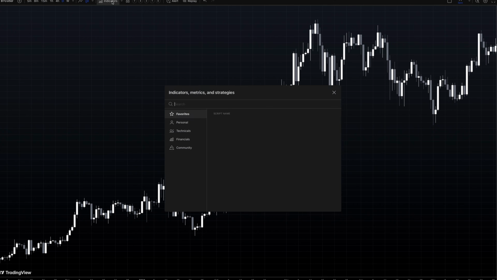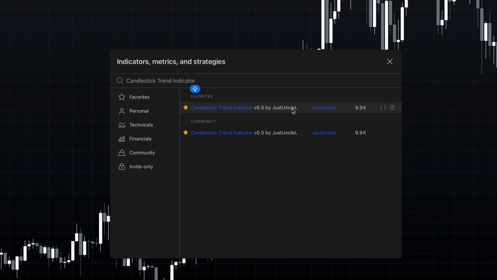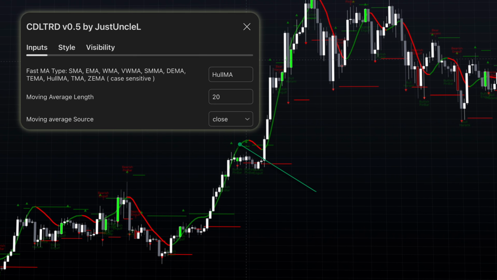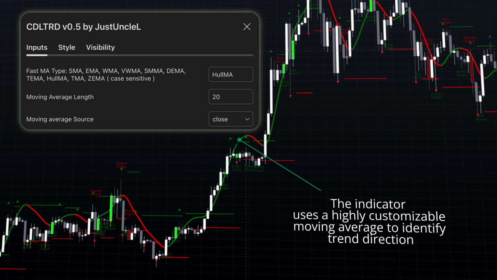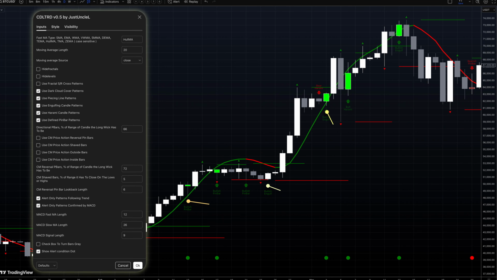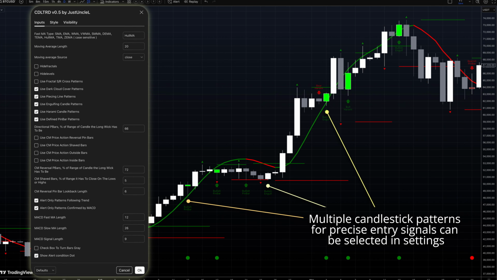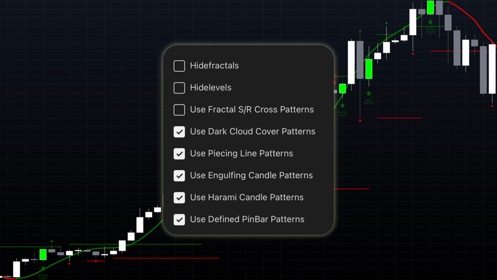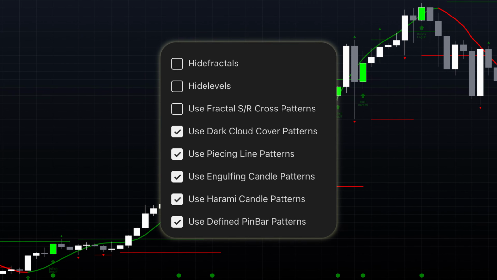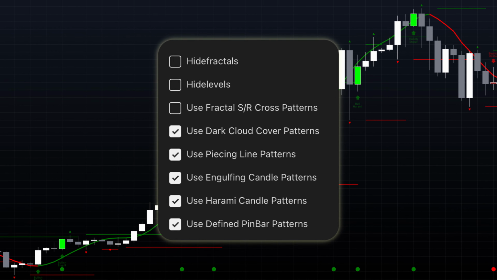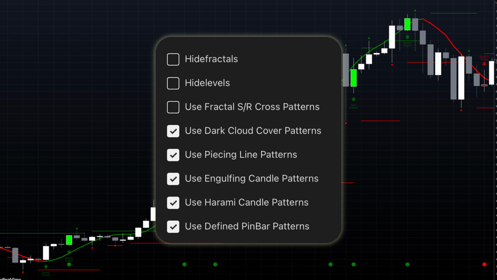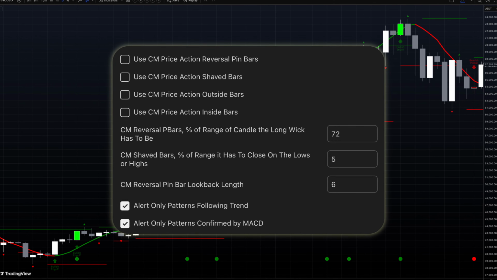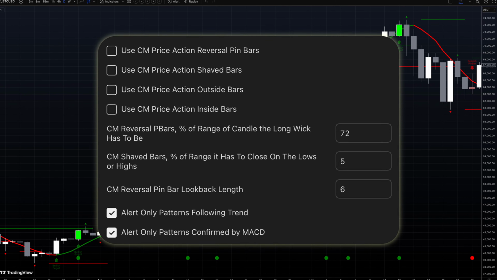The Candlestick Trend Indicator by Just Uncle L combines multiple technical analysis methods into a comprehensive trend-following system. At its foundation, the indicator identifies trend direction using a customizable moving average. The indicator's core functionality revolves around recognizing and highlighting specific candlestick patterns that support the current trend. These include bullish and bearish pin bars, dark cloud cover, piercing line, harami patterns, engulfing patterns, and fractal support resistance breaks. Additionally, it incorporates Chris Moody's price action bars, inside bars, outside bars, shaved bars, and reversal pin bars.